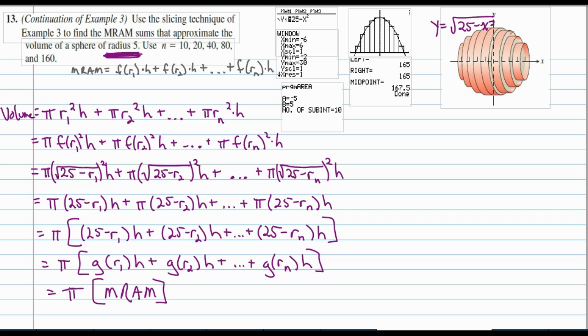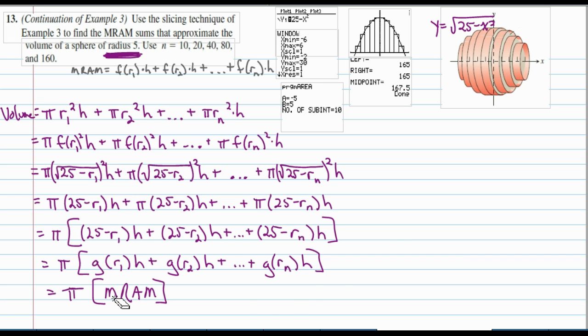That is the definition of RAM. That is height times width. The y-coordinate times the width on the x-axis. G of r sub 1, the height, times h, the change in x. Then a new rectangle, g of r sub 2, times the height. Then a new rectangle, g of r sub 3, times the height. So we have pi times MRAM, and that will get us all of our answers, which is really, really nice.